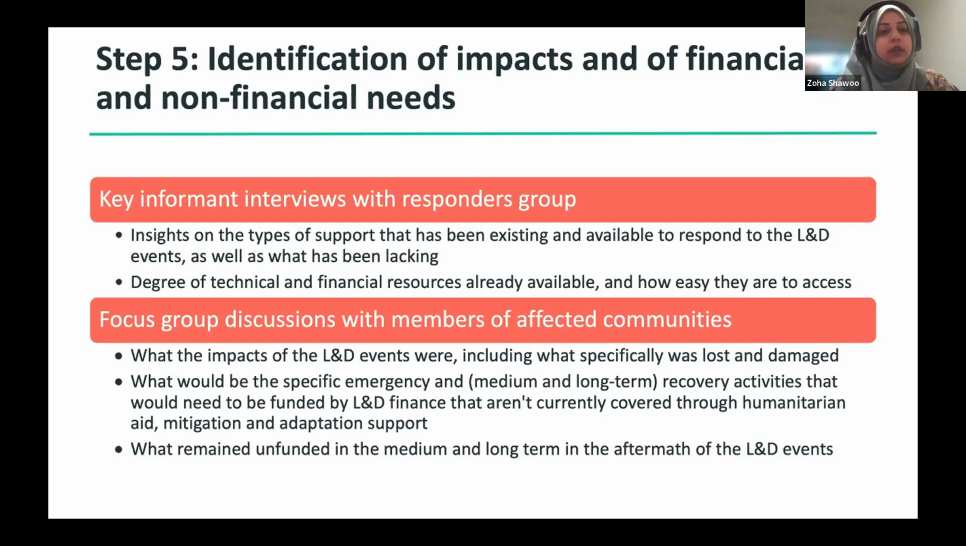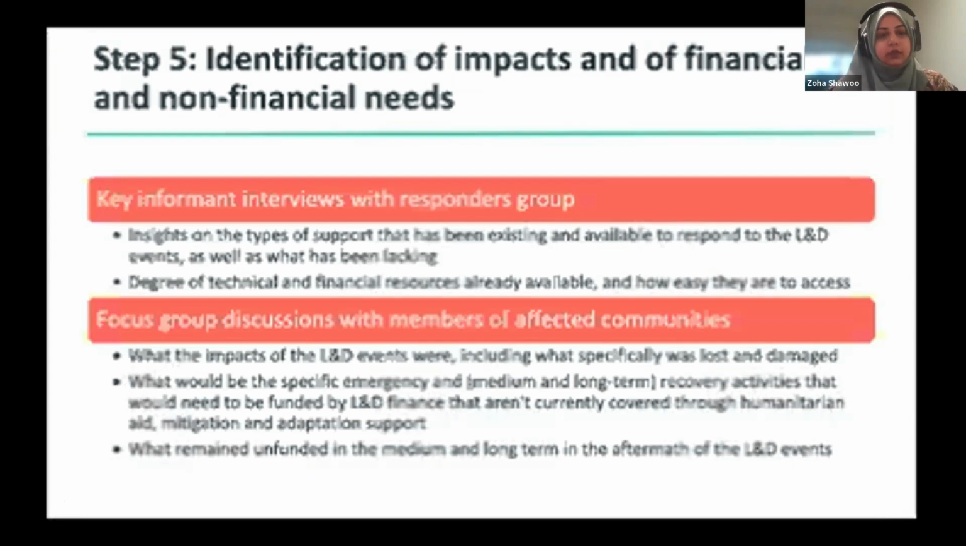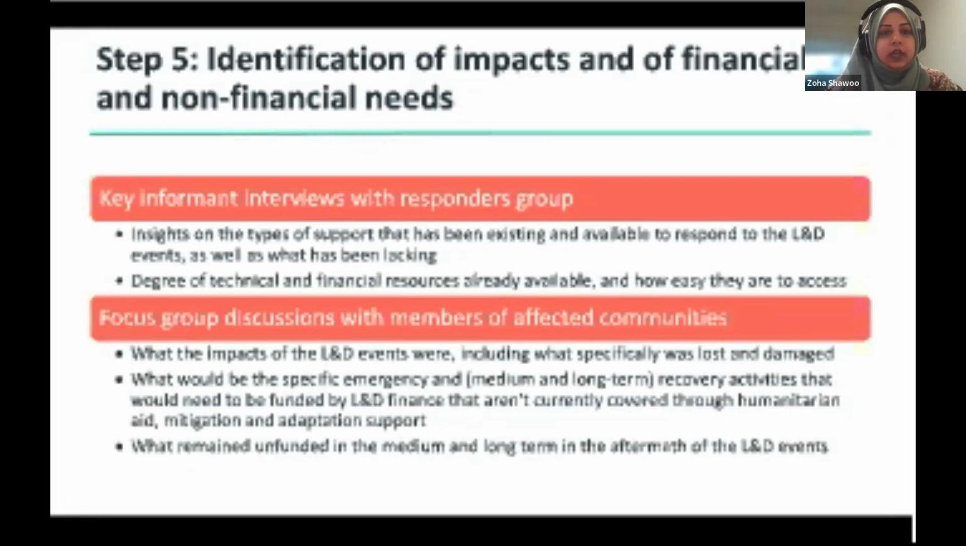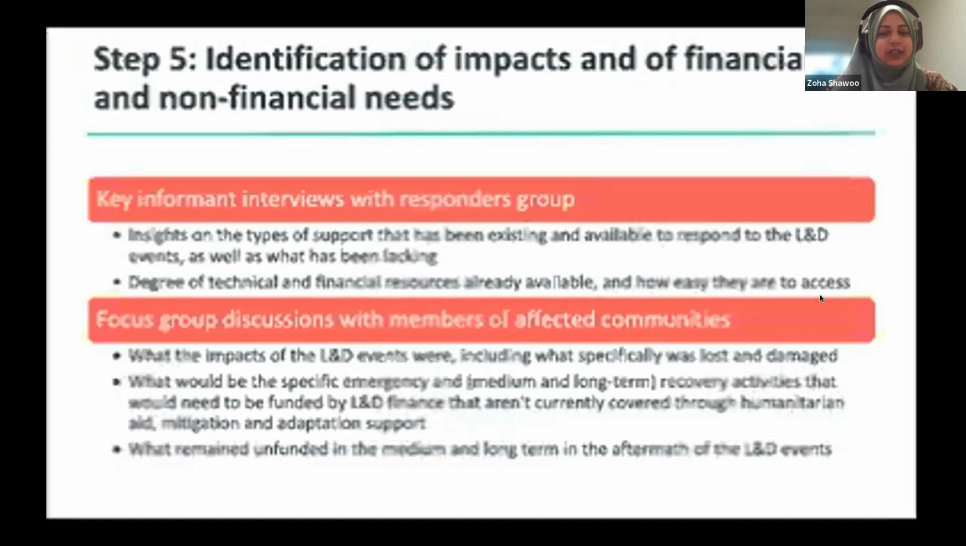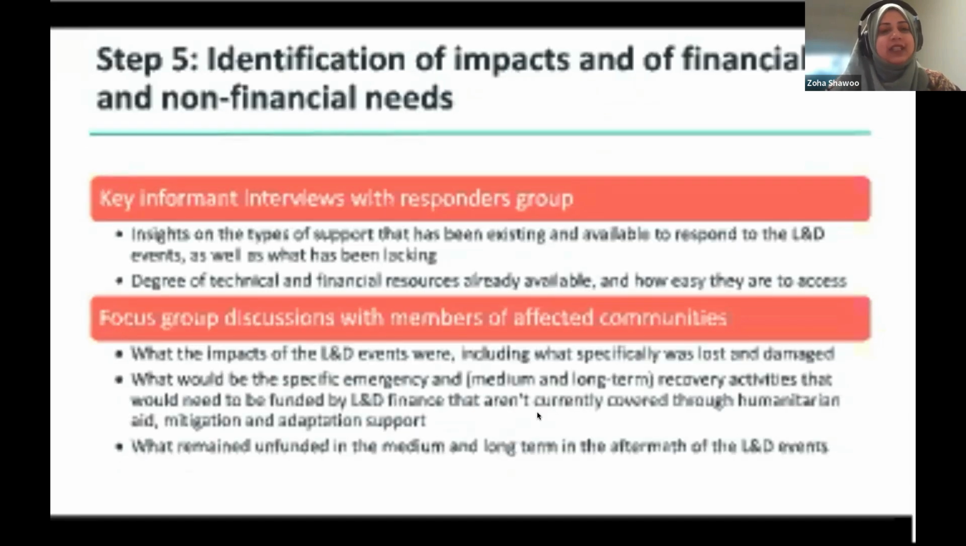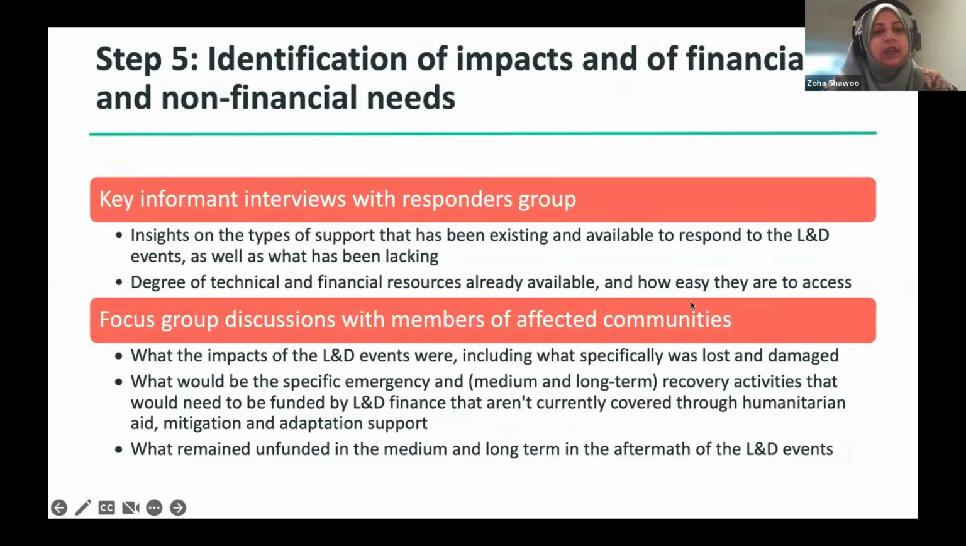And so as part of this, we propose first doing these key informant interviews with the responder groups. So with local governments, development partners, national governments, other local NGOs, for example, that are more focused on the responding side. Those interviews would provide some information on the types of support that is already available to respond to loss and damage, and what has been lacking, and what financial and technical resources they are able to access, for example, and what from the international community or more nationally, and what hasn't been available, to basically provide some analysis of the gaps that might be there.